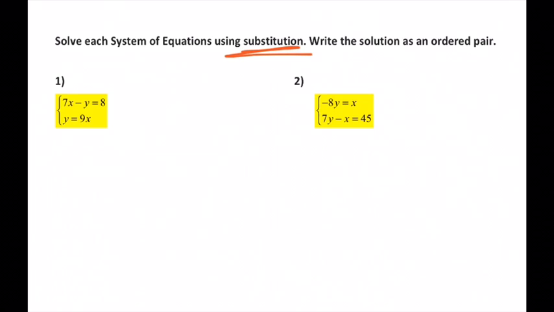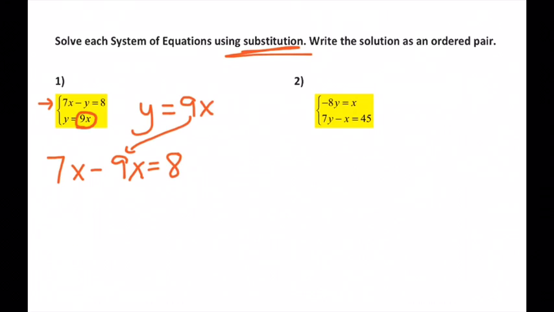y equals 9x. So it says y equals 9x. So if y is the same thing as 9x, then what that means is instead of y, I can write 9x. So I'm going to take my first equation and I'm going to rewrite 7x minus, instead of y, what can I write? I can write 9x.